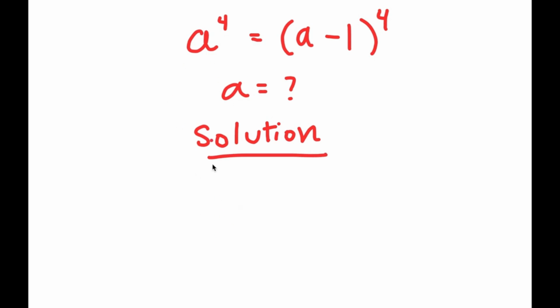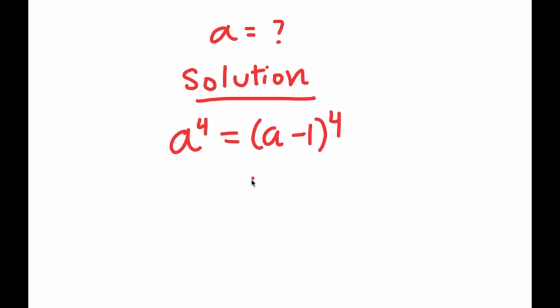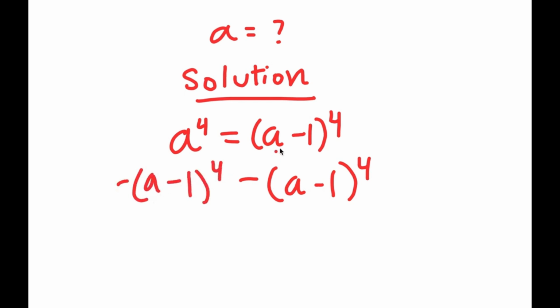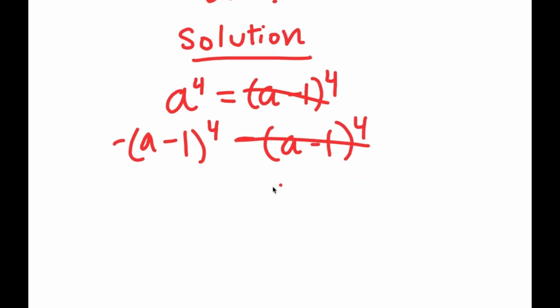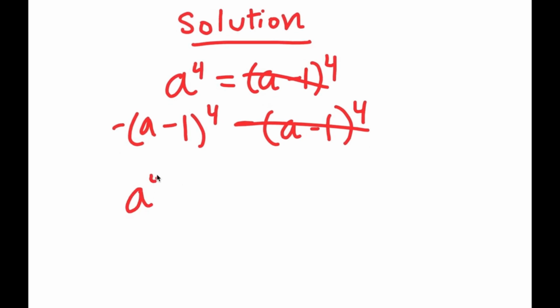I'm going to first rewrite this problem down here so I have a little more solving space. So my problem is a to the power of 4 is equal to (a minus 1) to the power of 4. Now from here, I'm going to subtract (a minus 1) to the power of 4 on both sides. So then these two cancel out, and I get a to the power of 4 minus (a minus 1) to the power of 4 is equal to 0.